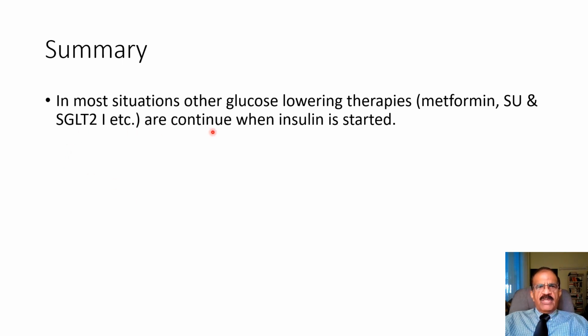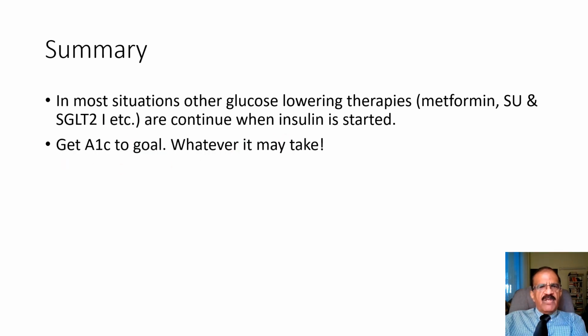In most situations, other glucose lowering therapies, metformin, sulfonylureas, and SGLT2 inhibitors, are continued when insulin is started, because they have their unique benefits. So typically they are continued for their own unique benefits and also for the glucose lowering effect, because some of these agents work through an independent mechanism. Metformin and SGLT2 inhibitors have entirely different mechanisms of action. This was covered in my first 2 lectures. Now get A1C to goal, whatever it may take. Lifestyle changes, oral agents, non-insulin injectables, and insulin: get them to the goal.